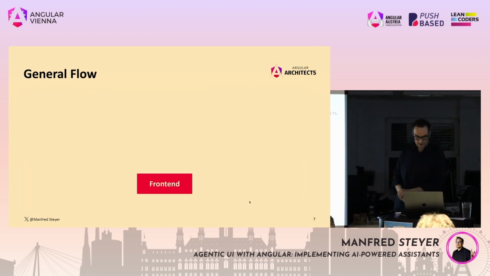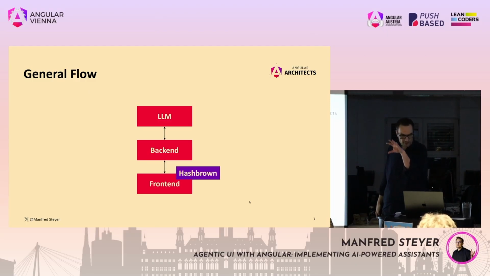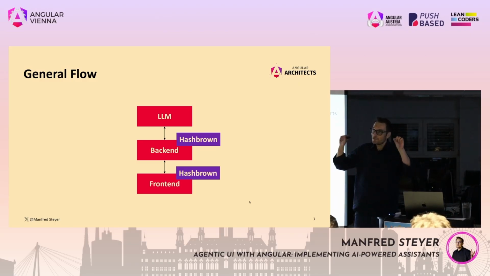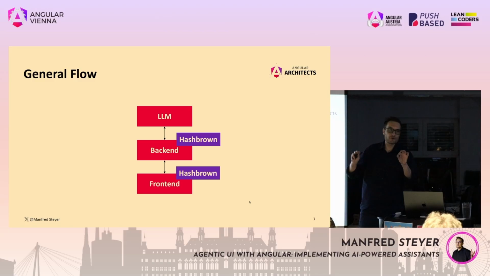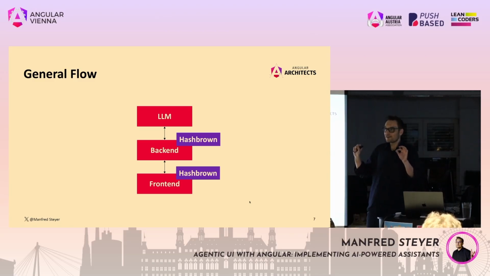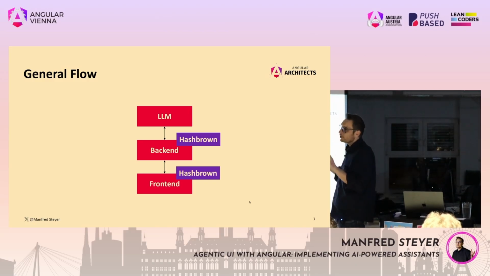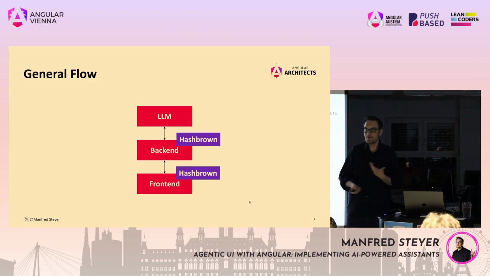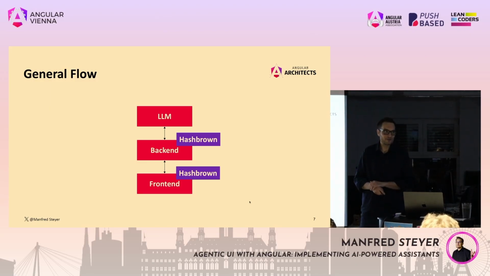So the general flow here is that we have Hashbrown in the front end and a bit of Hashbrown also in the backend. This backend is just a tiny layer. With Hashbrown, you do most of the stuff in the front end, but you need a little tiny layer in the backend that is hiding your API key. Usually, you do not want to ship your API key with your client application, because then everyone can use it, everyone can do crazy stuff with your license. So better not do it. That's why this little tiny layer.